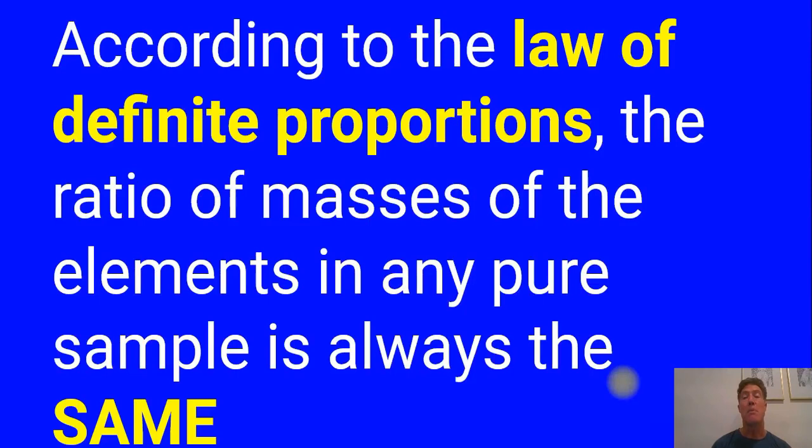So according to the law of definite proportions, the ratio of masses of the elements in any pure sample is always the same. So if we find out, for example, that the proportion of oxygen in water is, say, 88%, somewhere close to that, then it's always going to be 88% if it's water. It doesn't matter where the water comes from. If it's water from Russia, India, or Brazil, it's going to have the same proportion of oxygen to hydrogen, 88% or whatever that is.